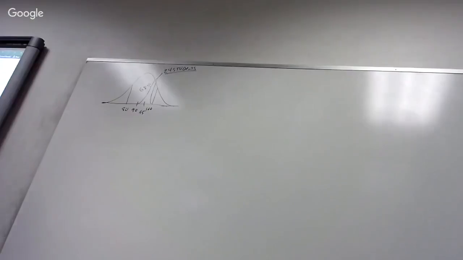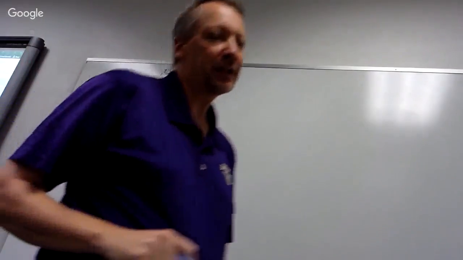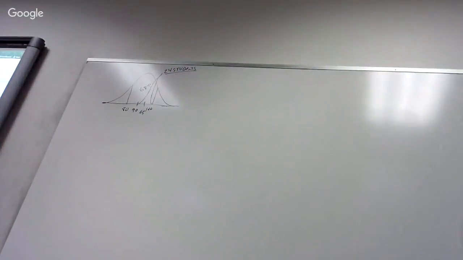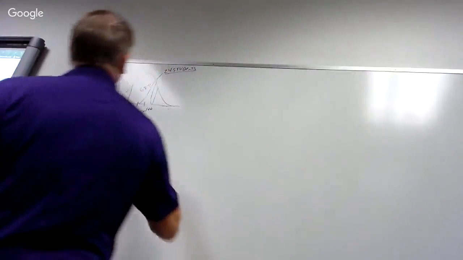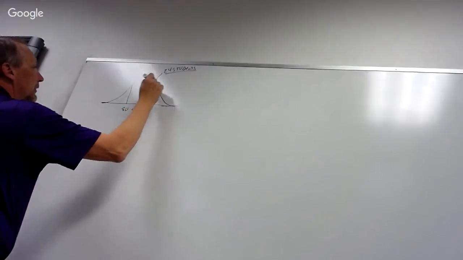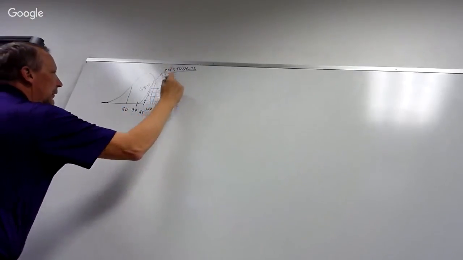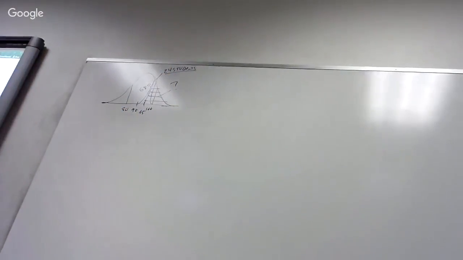Okay? So, and it says at least 95, doesn't it? If I go back to my question, more than 95 words per minute. So we're going to want this area here to the right. We need to figure out what that area is. Okay? So how do we do that?